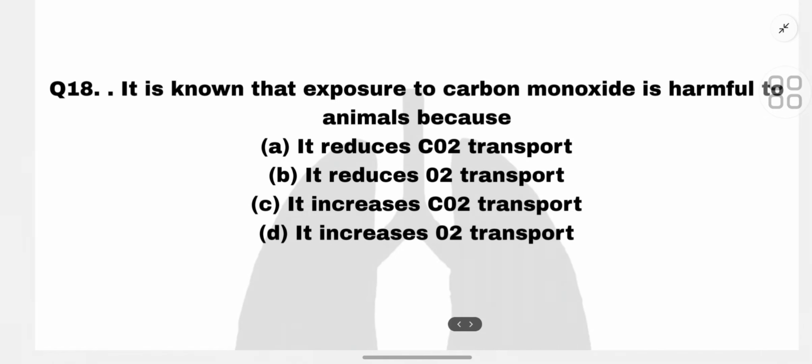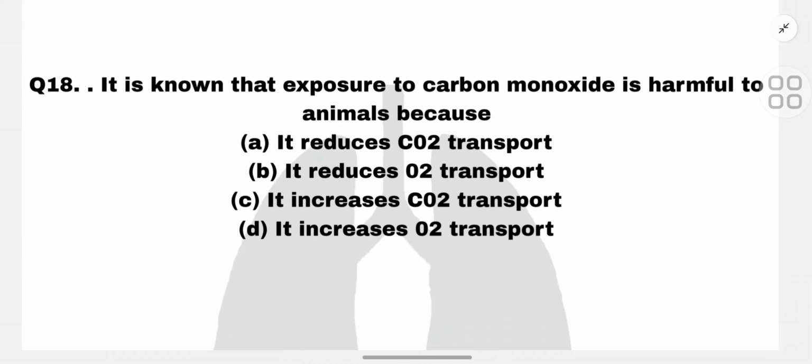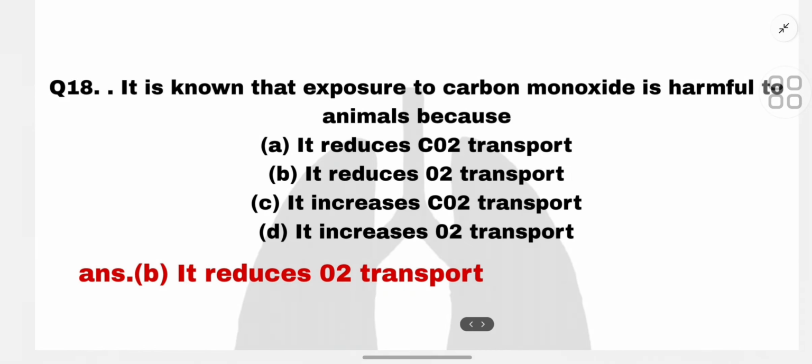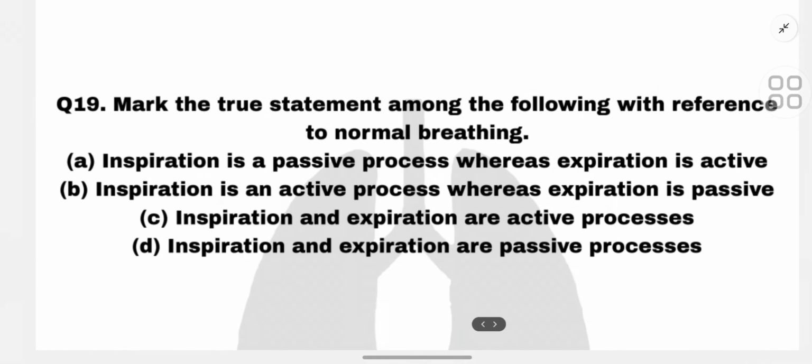Question number 18. It is known that exposure to carbon monoxide is harmful to animals because A. It reduces CO2 transport. B. It reduces O2 transport. C. It increases CO2 transport. D. It increases O2 transport. So the correct answer is B. It reduces O2 transport.